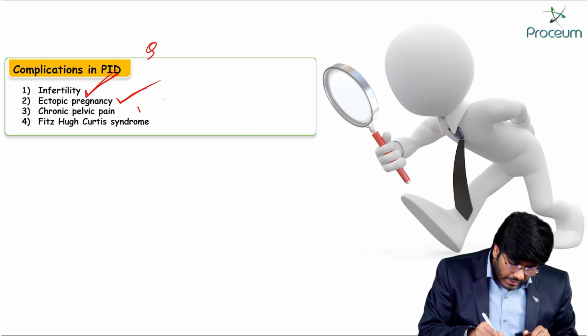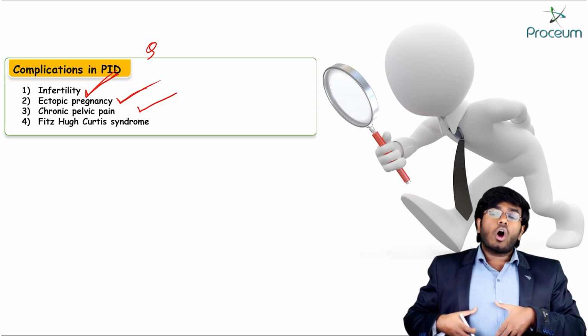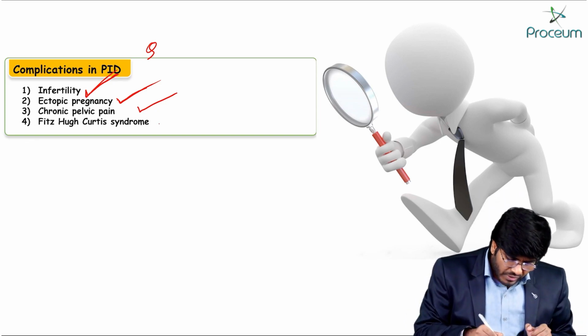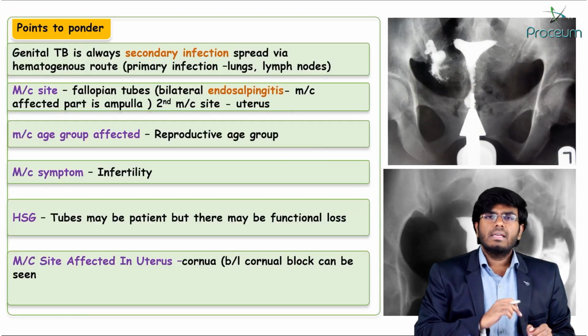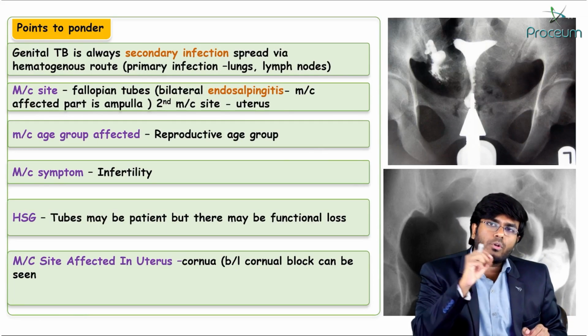She can have chronic pelvic pain, and even this inflammation can ascend upward and cause inflammation around the liver, that is perihepatitis, leading to Fitz-Hugh-Curtis syndrome. Now after this, let's see some important points regarding genital tuberculosis.